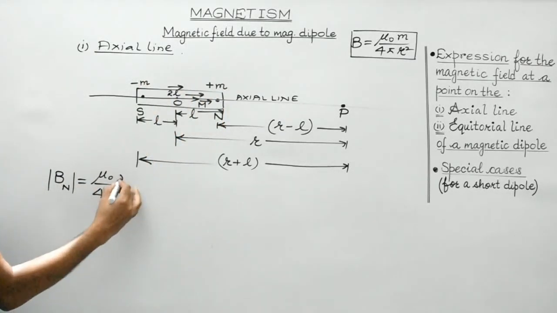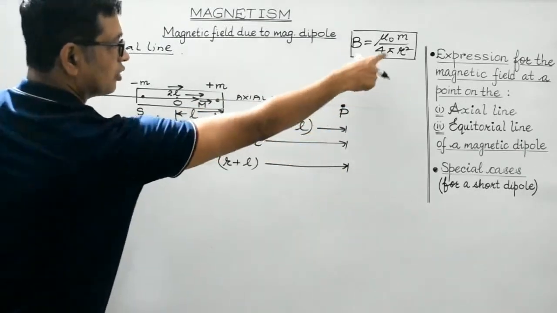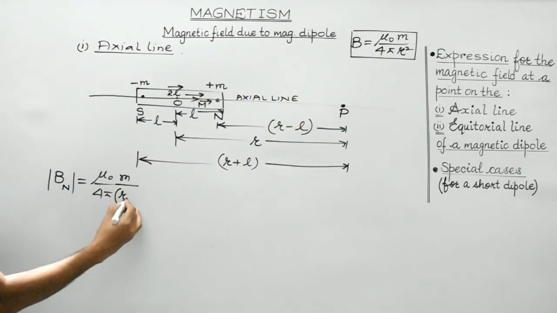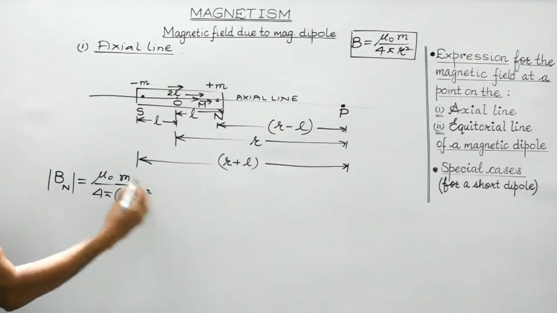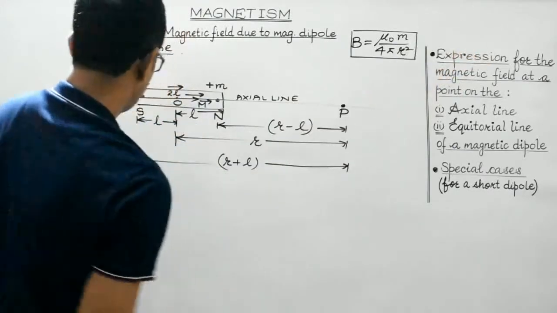Magnitude, the strength of the pole is m, and the distance of the observation point from the north pole is r minus l. So make use of that formula. So we get mu naught m divided by 4 pi, r minus l whole square. And it will be directed outwards, right?